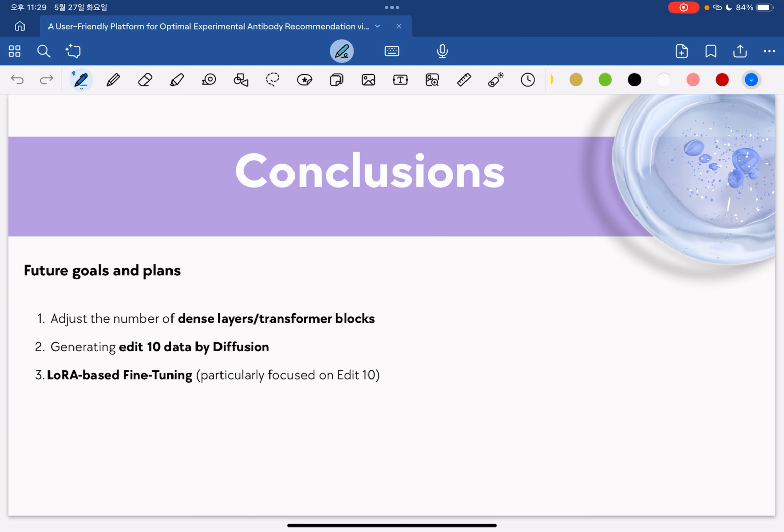Future goals and plans: adjust the number of transformer blocks and modify the initial dense layer structure. Generate ED10 data directly using diffusion-based methods. Apply fine-tuning specifically for ED10 samples using the LoRA approach. With this strategy, we aim to achieve more precise selection of drug candidates that are well suited for experimental validation, surpassing the performance of existing studies.